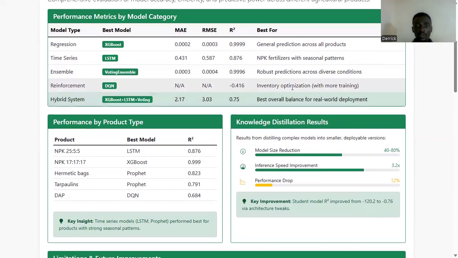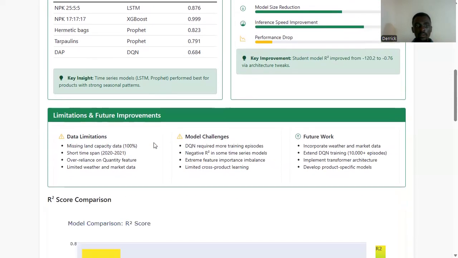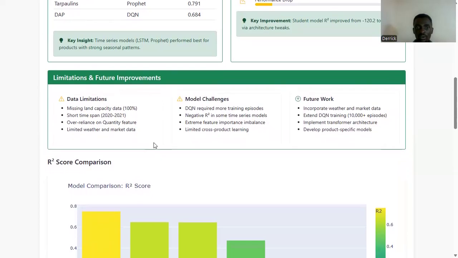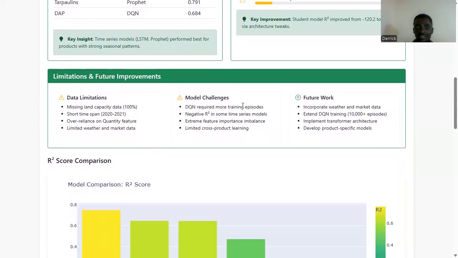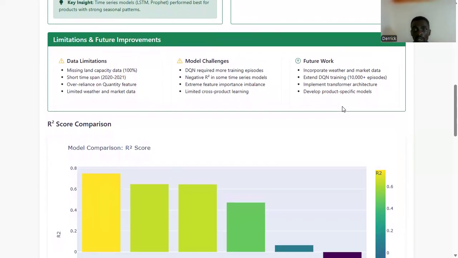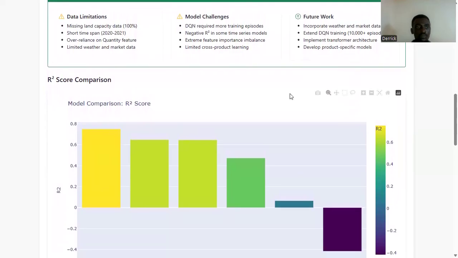deployment. The performance by product type, as you can see, and then the limitations: missing land capacity, short time span, limited weather, and some challenges. And then the future work is to incorporate weather and market data, extend our DQN training, implement transformer architecture, then develop product specific models.